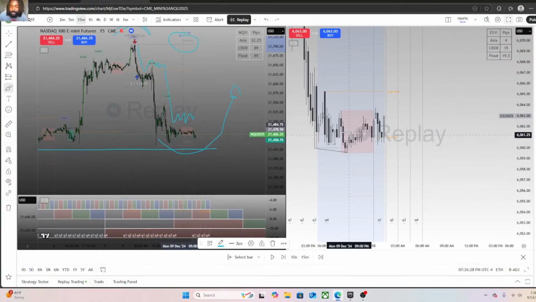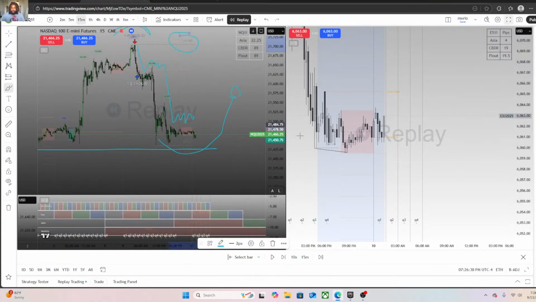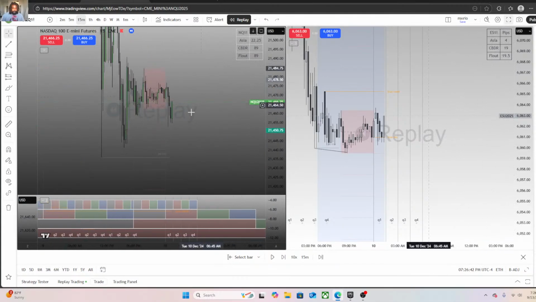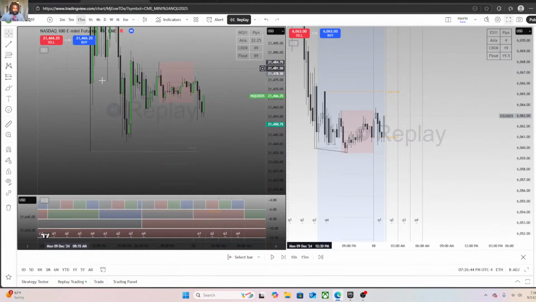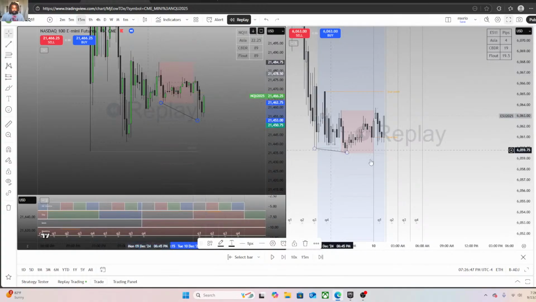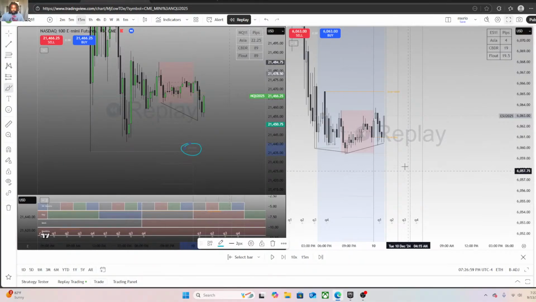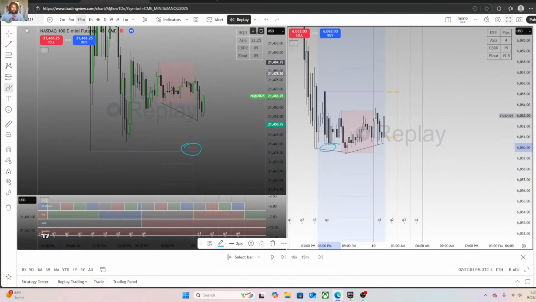All right, so we still got the SMT on previous day lows, and now we have another SMT on Asia lows. Now I would have been real confident to take this trade, not gonna lie. So we got two SMTs: one on the previous day lows right here, and then one on the Asia lows.